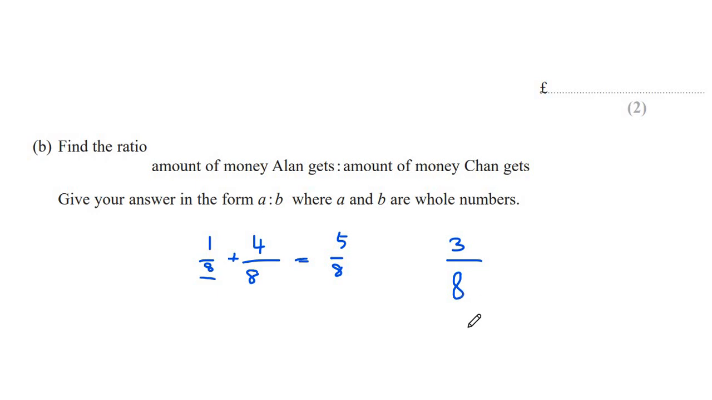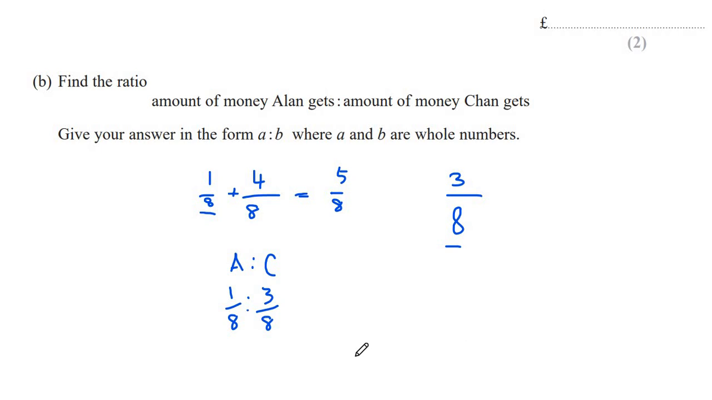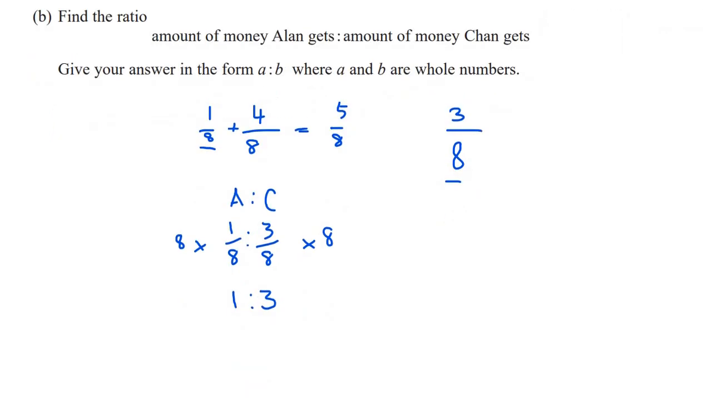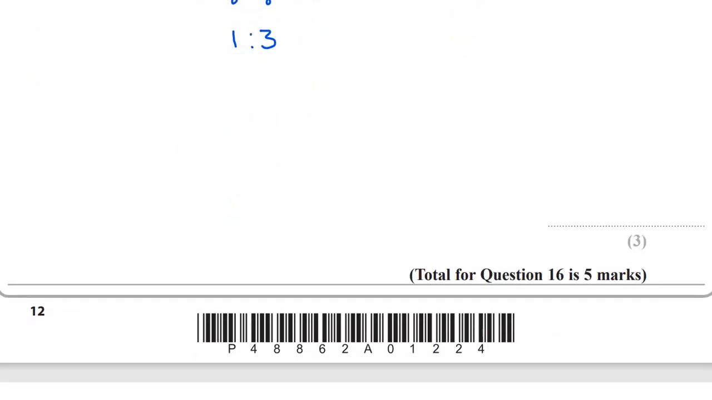So this is Alan's fraction and this is Chan's fraction. So Alan to Chan is 1/8 to 3/8. All right, so that in whole numbers, if we multiply by 8 both sides, then we get 1 to 3. So that is the ratio of Alan to Chan, 1 to 3.